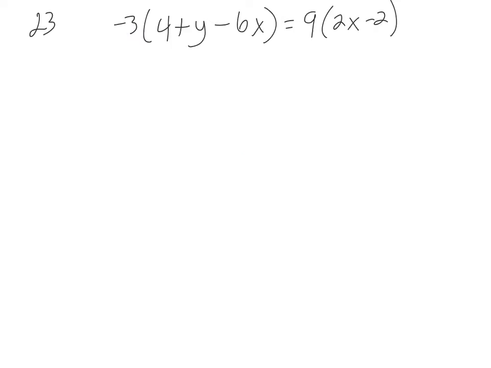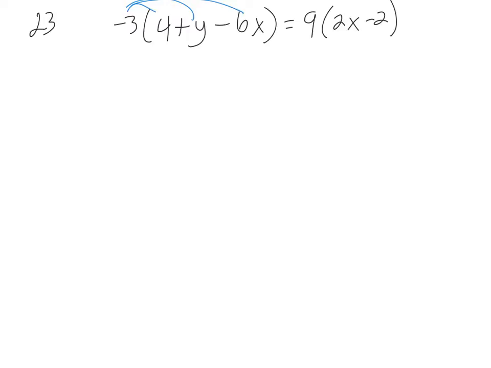So for this next problem, again, we're looking to isolate y. Y is right over here. So we're trying to get rid of everything else that's around y. But we need to do something first in order to get y out of that parentheses. We're going to have to distribute both that negative 3 and the 9. So let's distribute the negative 3 first.